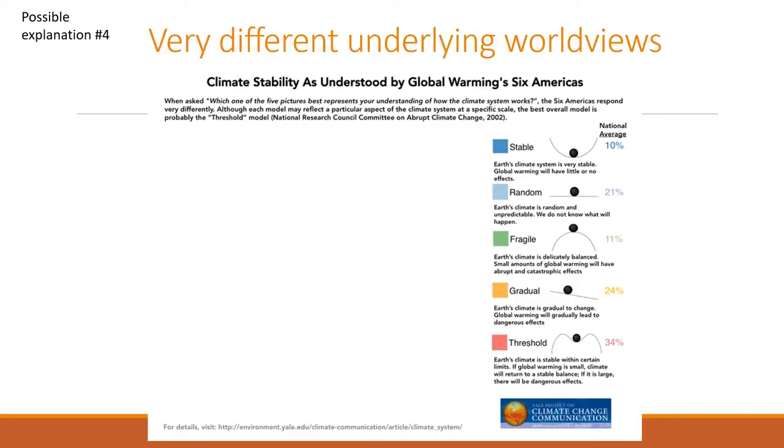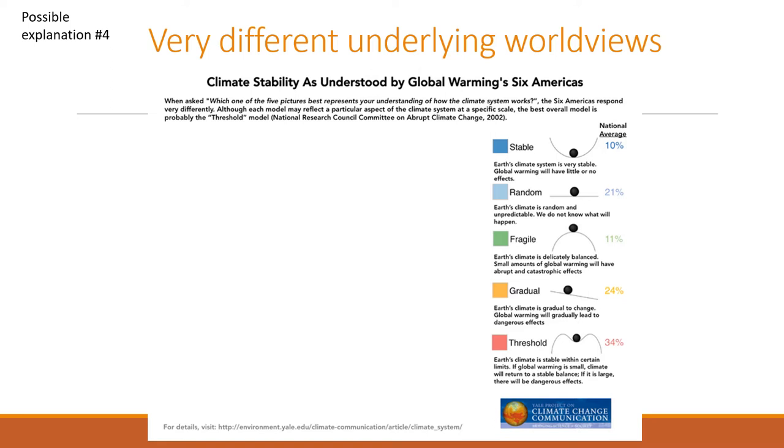Here's another possible explanation, and that one is that it actually has something to do with the underlying worldviews. Let me explain to you first about these worldviews, and then I show you how these six Americas feature along these. So one worldview is that Earth's climate is very stable, global warming will have little or no effect. You can push the system a little, but it's just stable. We can't push it over the edge. There's another worldview that thinks the world is completely random. No matter what you do, how it's going to respond is entirely unpredictable. Now think about it, for those two particular worldviews, if that is what people deeply believe in the core of their beings, why should they get on board with doing anything about climate change?